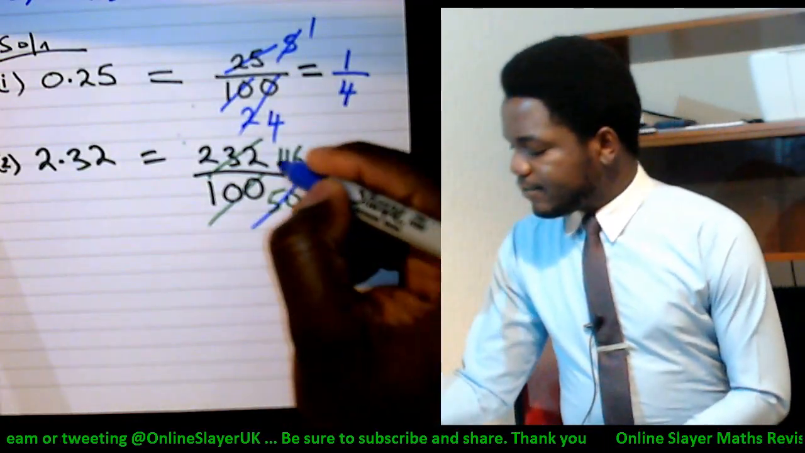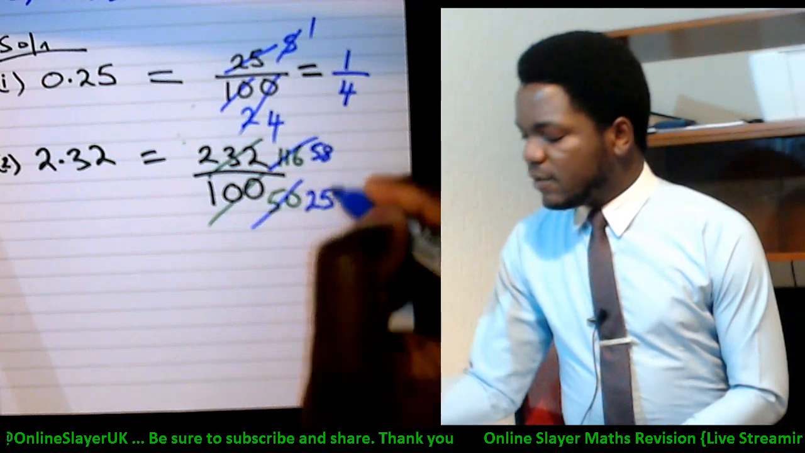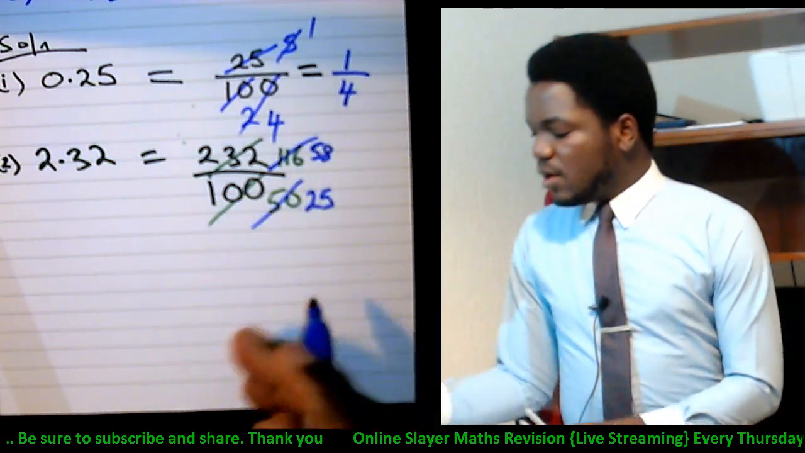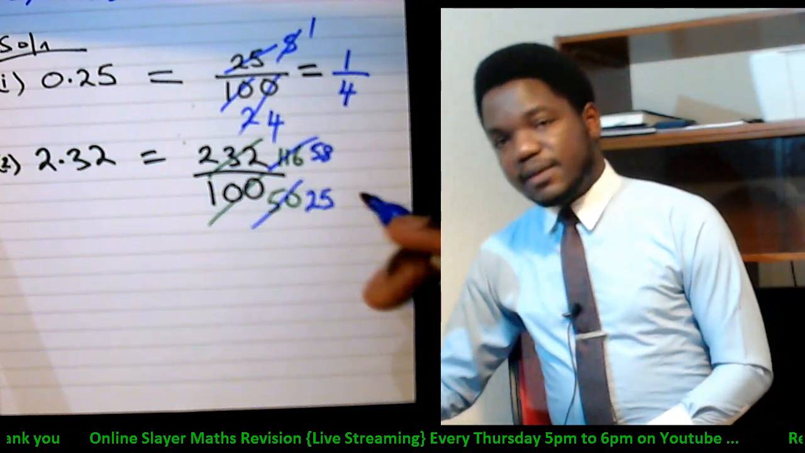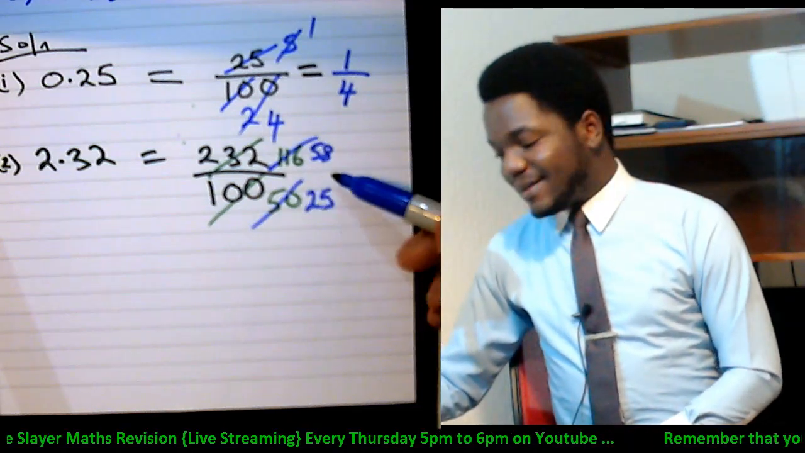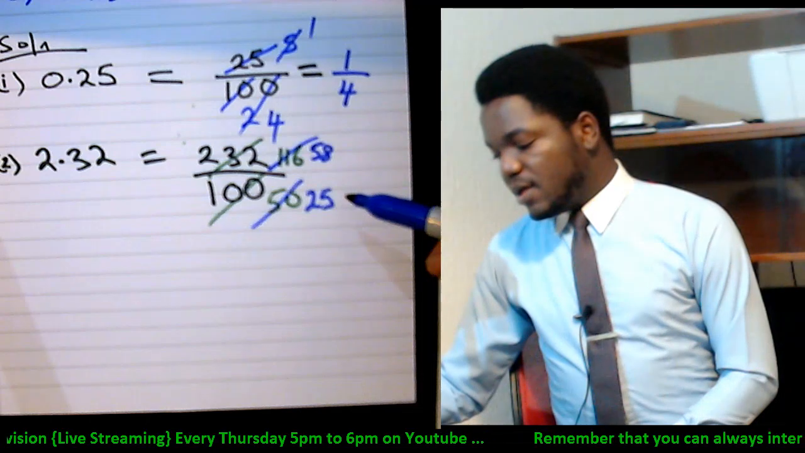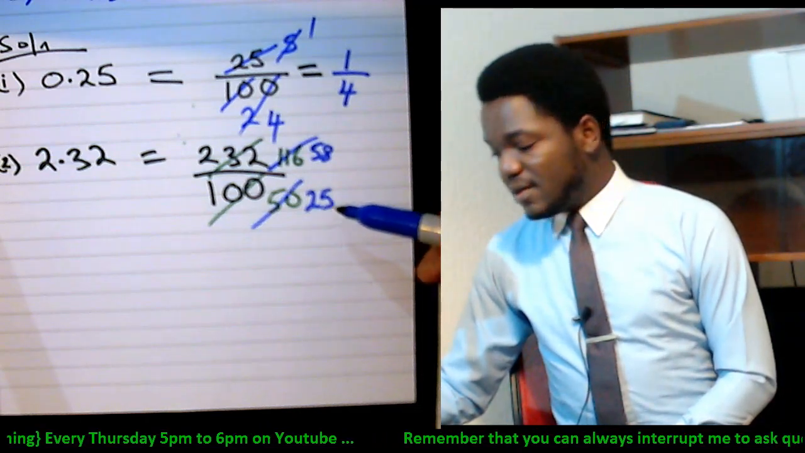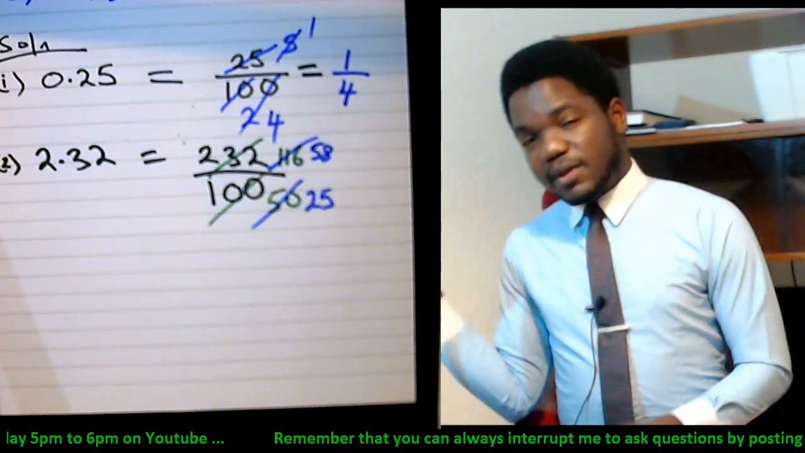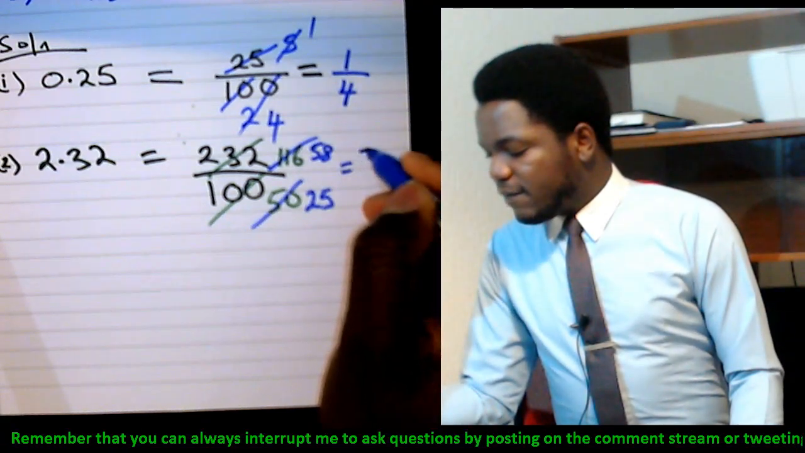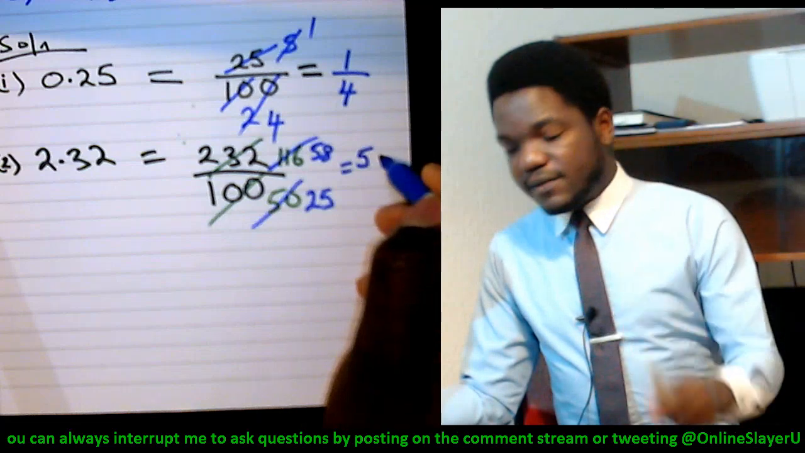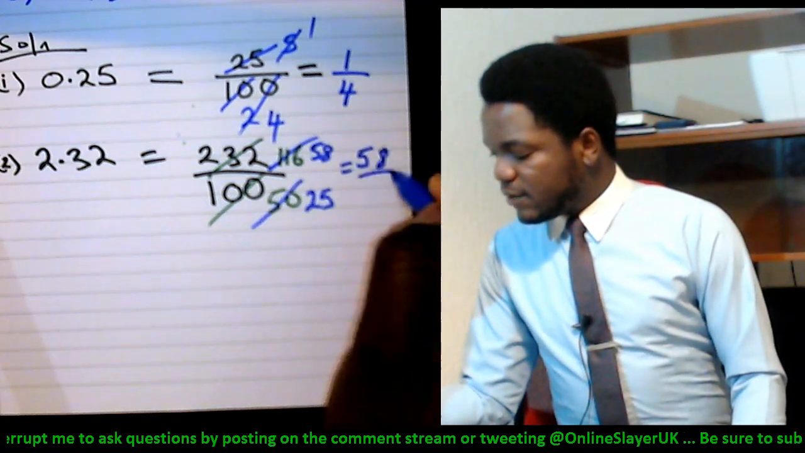58 over 25. What do you think can go in them? 2 cannot go in both of them because this is an odd number while this is even. 3 cannot go in 25. So what do you think? We can stop there, but just before we stop there, we're going to round this up into a mixed fraction. So this is 58 over 25.